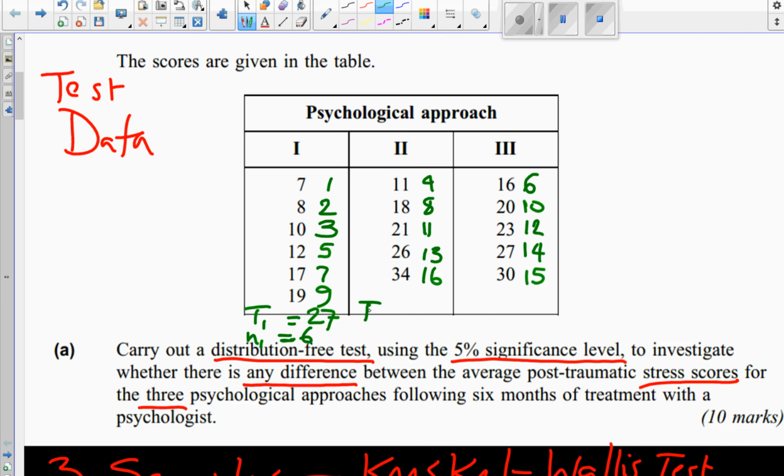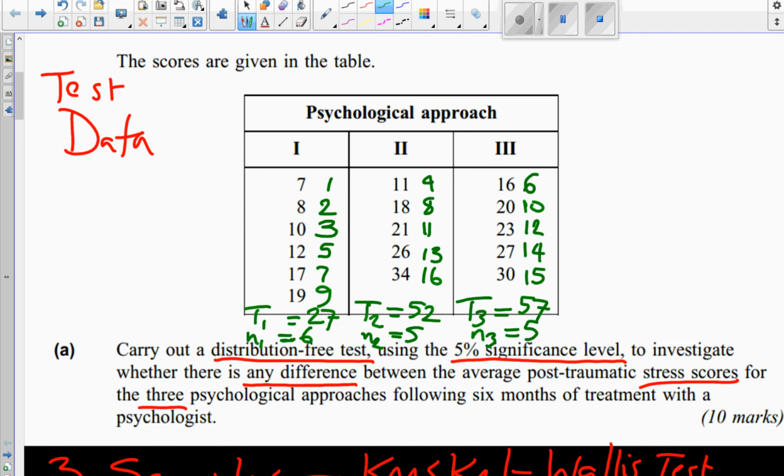Next one, T2. If we sum those up for 8, 11, 13, 16, we get 52. And the number in the sample, there were 5 items in the sample. T3, we sum 6, 10, 12, 14, 15, and we get a total of 57. And in the sample, N3, again, it's a sample of 5.